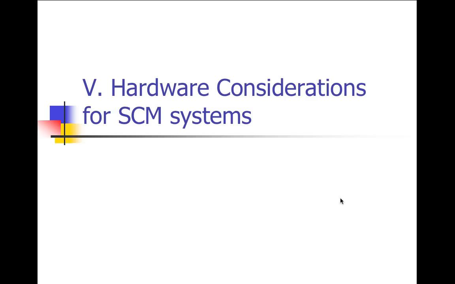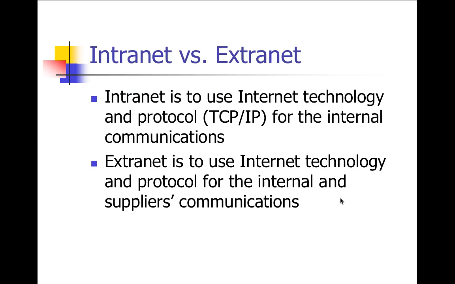So hardware considerations for supply chain management, another kind of system that you need to think about, and this is where the strategic part of it comes in again. Are you going to put everything on the public network? Are you going to put it on a private network? Is it going to be an extranet versus an internal versus an intra? So we have intra versus extranet. So inter is public, intra is private. So intra is the use of the Internet Technologies IP for internal communications.